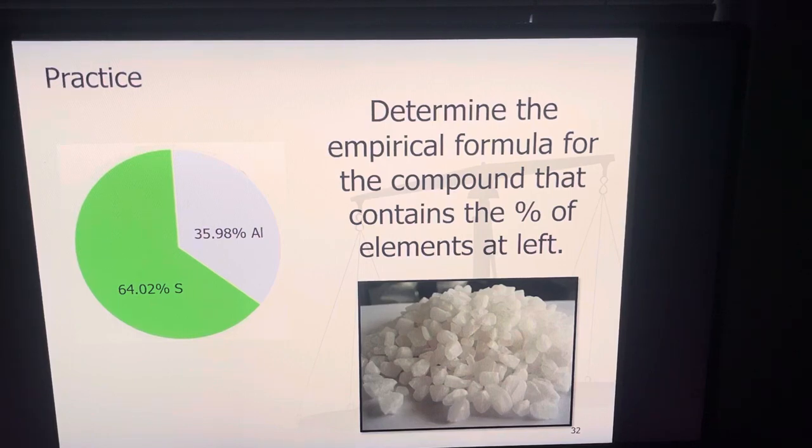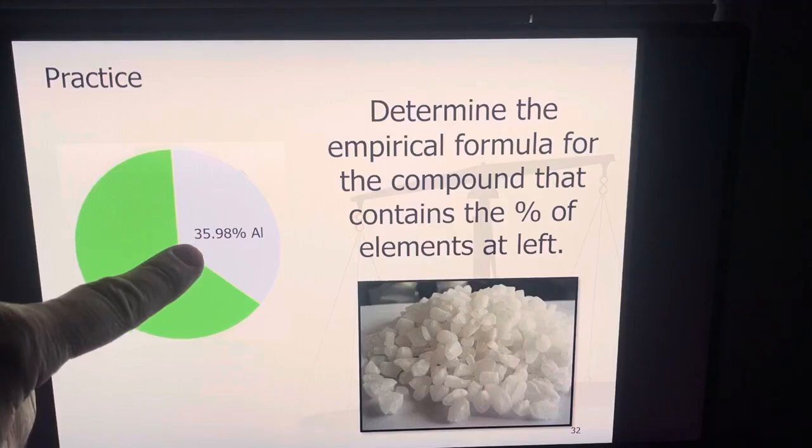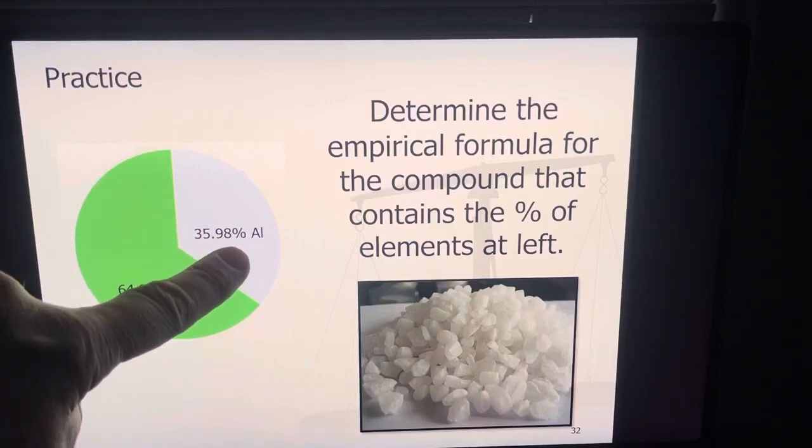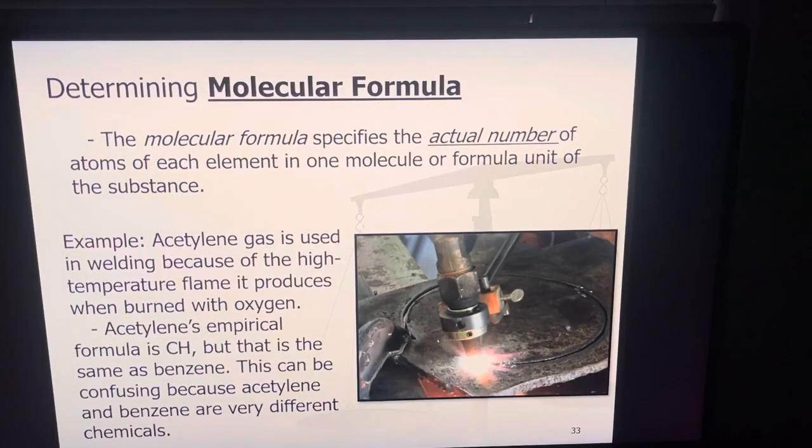If you go through those steps, first assume that this is a 100-gram sample, so this is going to be 35.98 grams of aluminum and 64.02 grams of sulfur. Convert those to moles, and then once you get the smallest number, that will be your denominator, and then put the other numbers on top, and you will get your answer, okay? So you're going to work on that later.